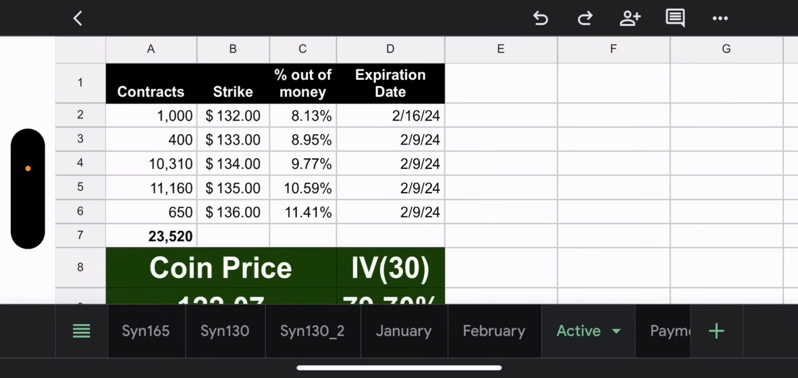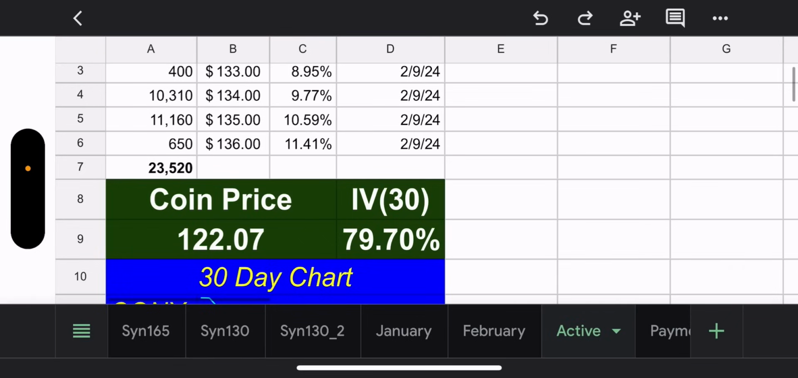We have 10,310 contracts with a 134 strike, 9.77% out of the money. Feel really good about that. 11,160 contracts with a 135 strike, 10.59% out of the money. Feel even better about that. And then 650 contracts with a 136 strike, 11.41% out of the money.